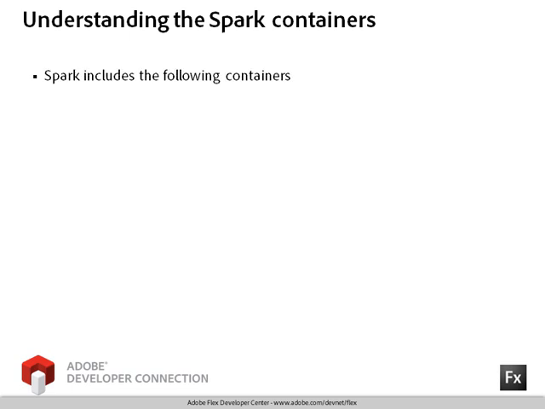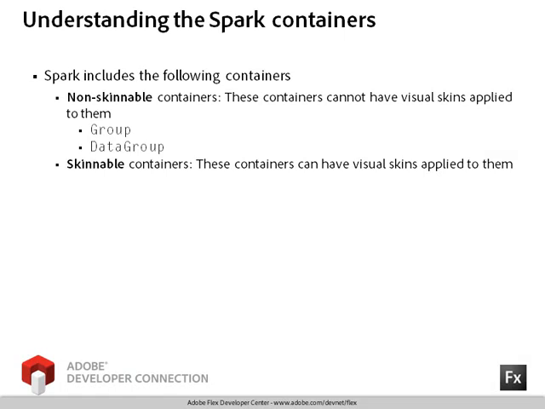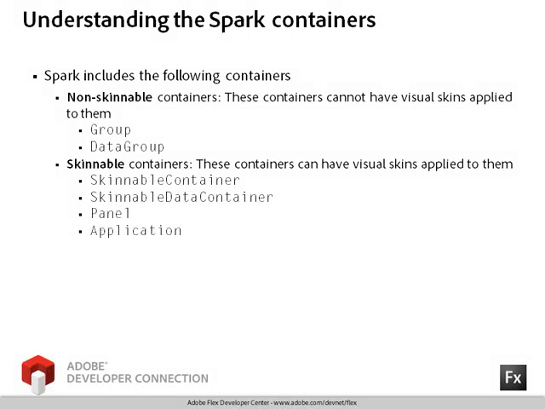There are 7 available Spark containers that are separated into 2 categories. The group and data group containers are containers without any visual skins applied to them. If you know that you simply need a container to hold content, but it does not need a visual skin itself, then you can choose either the group or data group containers and save the overhead of initializing any visual elements. The 5 containers that can have visual skins are Skinnable Container, Skinnable Data Container, Panel, Application, and Border Container.